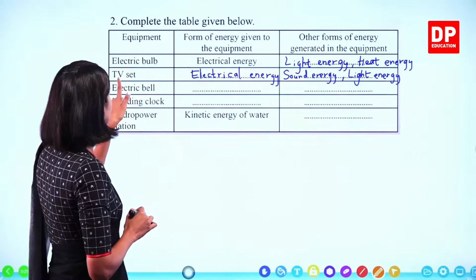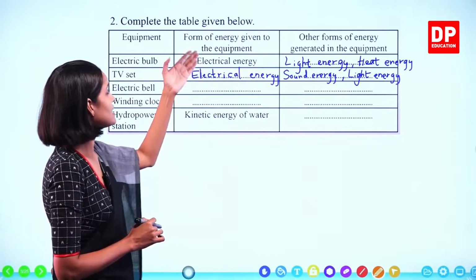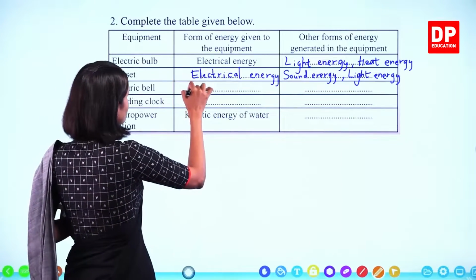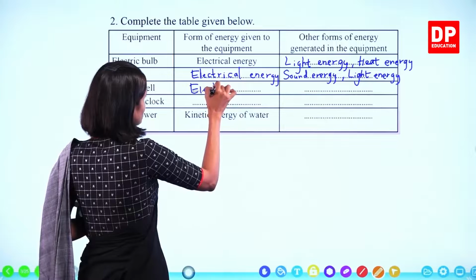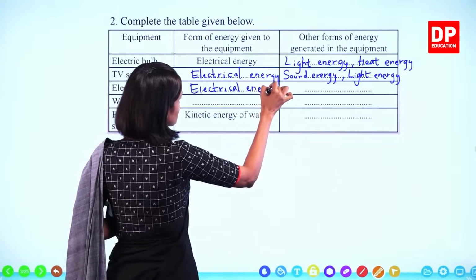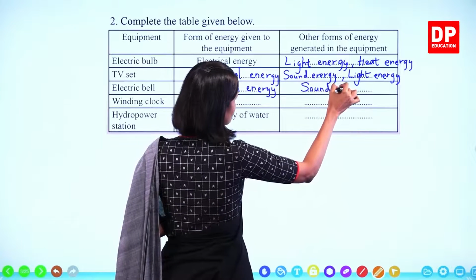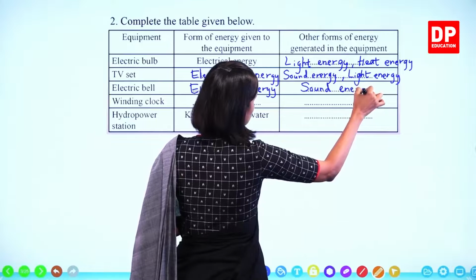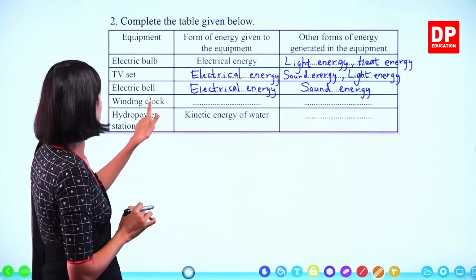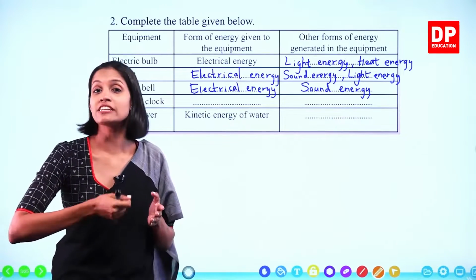Next one, electric bell. Electric bell, you have to provide electricity and it produces sound energy, right? Electrical energy is converted to sound energy. Next one, wind-in clock.